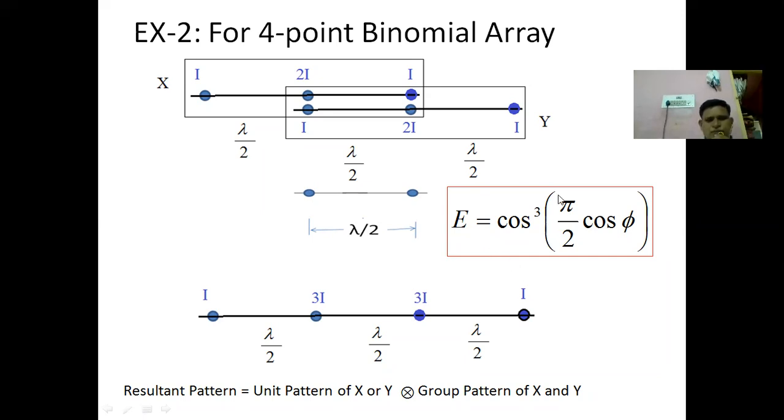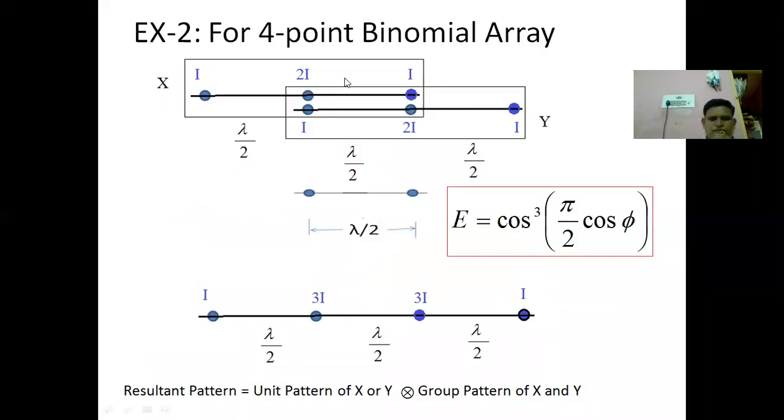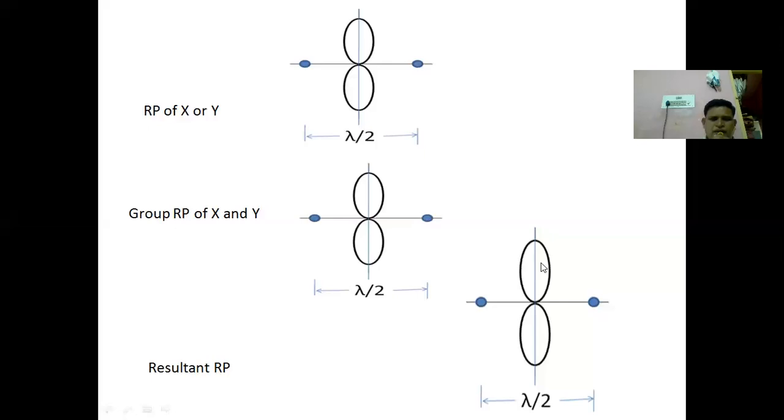This is equal to cos cube of pi by 2 cos phi. Here also the radiation pattern of the unit, x or y, is similar to the group pattern. See here, this is the radiation pattern of x or y. What is this x? Here this is the x. In the earlier problem we have solved the radiation pattern of this x or y element. Here this is the radiation pattern. Similarly, the group radiation pattern of x and y.